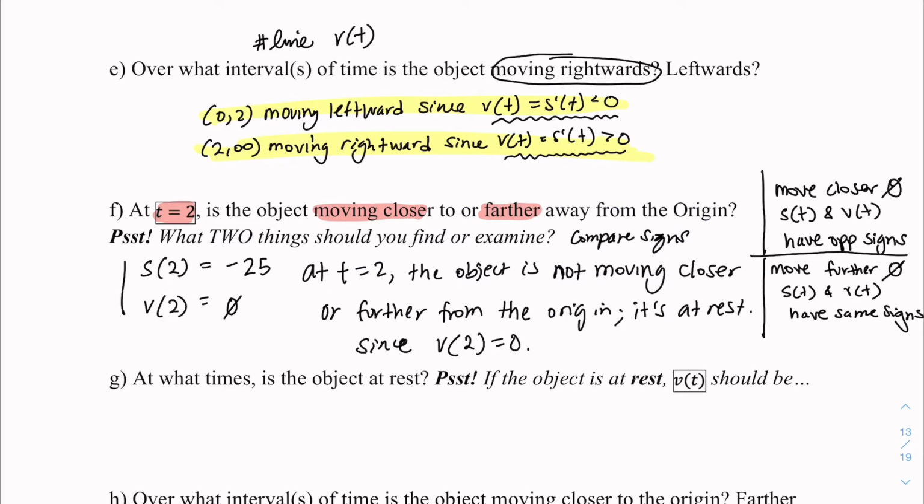So basically we're saying at time 2, our object is not moving closer or further away from the origin. It's actually at rest because its velocity is 0.